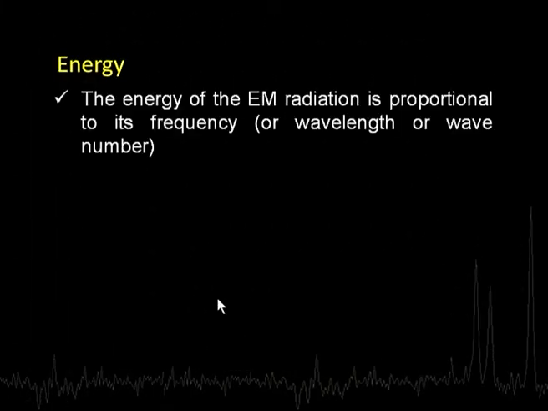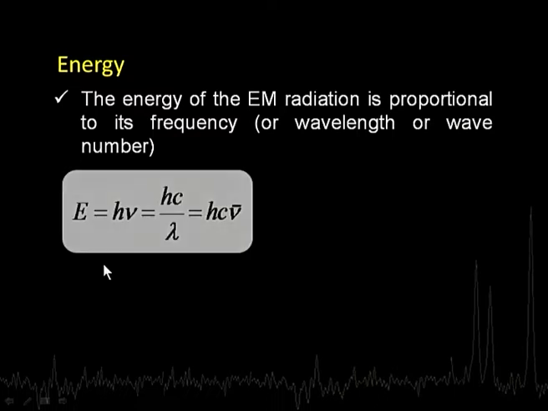Another parameter is the energy. The energy of EM radiation is basically proportional to the frequency, that means E is equal to h nu, which is equal to h c by lambda, which is equal to h c nu bar. This is a very important relationship which we have to keep referring to very often, so we have to be clear about it. What we see from here is that the energy is directly proportional to the frequency, inversely proportional to the wavelength, and again directly proportional to the wave number.